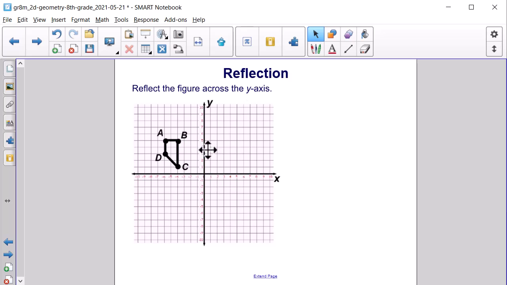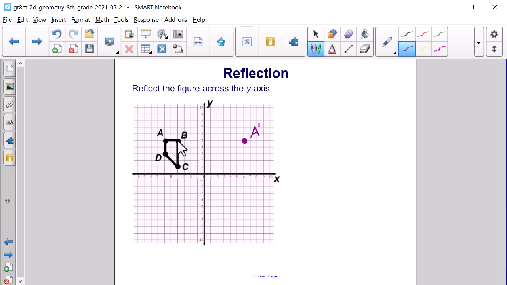Reflect the figure across the y-axis. Let's start examining and reflecting using point A. So from point A, we need to go 1, 2, 3, 4, 5, 6 spaces to get to the y-axis. So we have to go another 6 spaces. 1, 2, 3, 4, 5, 6. So this is going to be where point A prime is going to be.